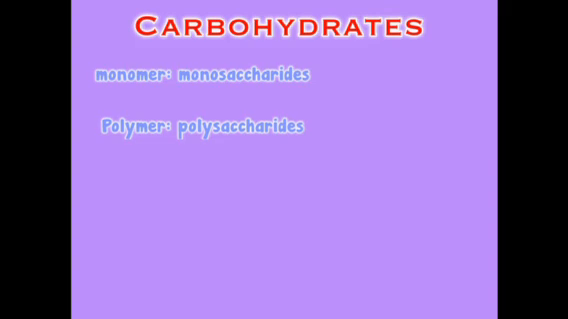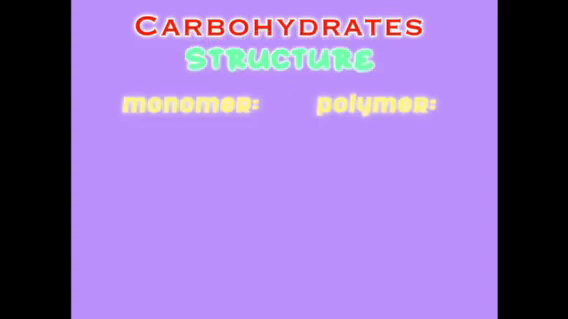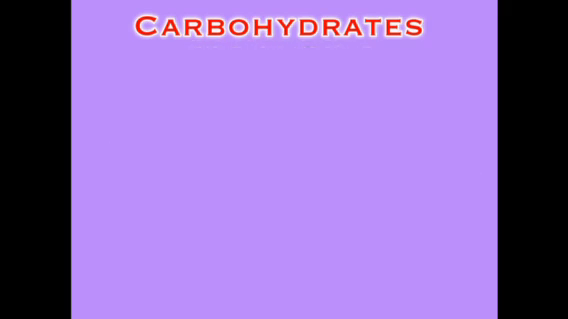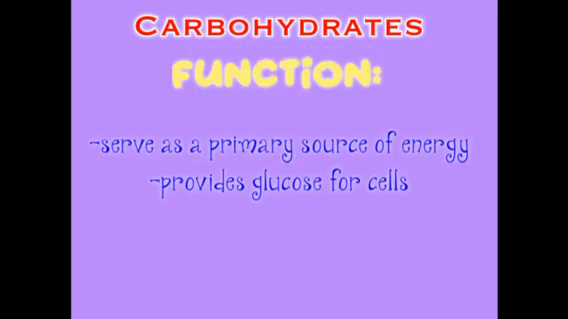Carbohydrates' monomer is monosaccharides and their polymer is polysaccharides. Here's the structure of a carbohydrate monomer and polymer. Their function is to serve as a primary source of energy and provide glucose for cells.